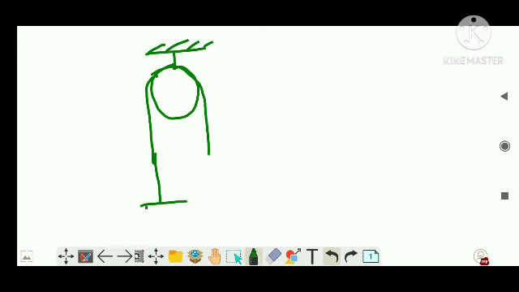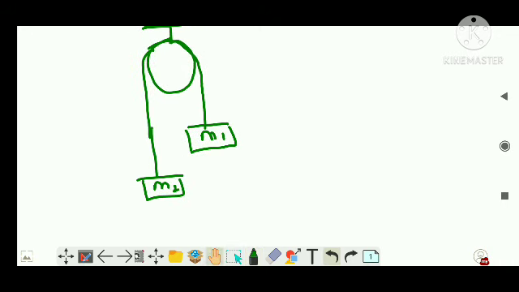Now let's say this is mass m2, and let's say this is mass m1. We are given a condition that m1 is greater than m2. So if m1 is greater than m2, then obviously this will come down. In which direction will the acceleration be? In this direction, common sense. That means if this body is accelerated downward, then this body will be accelerated upwards by the same value, because they are connected bodies.